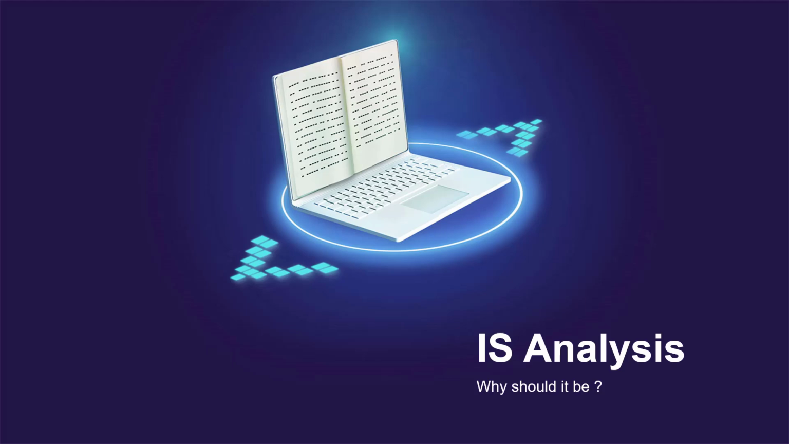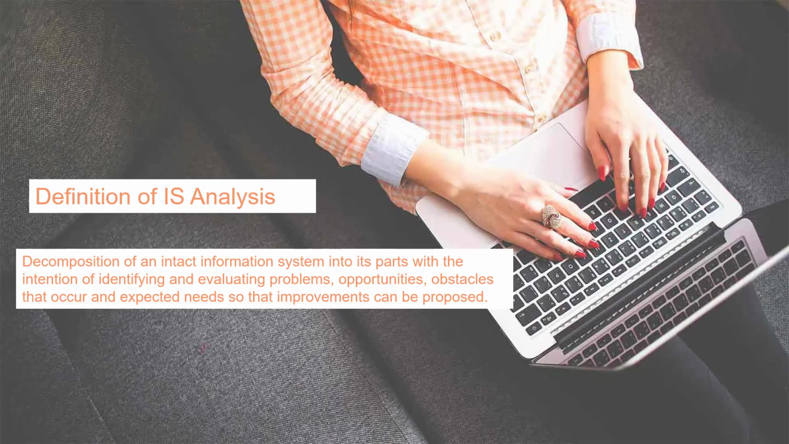Okay, the first one is IS analysis, and the question is why should it be done? Why is IS analysis important? Okay, the first one is the definition. The definition of IS analysis is the decomposition of an intact information system into its parts with the intention of identifying and evaluating problems, opportunities, obstacles that occur, and expected needs so that improvements can be proposed.